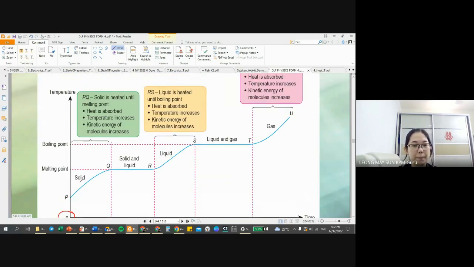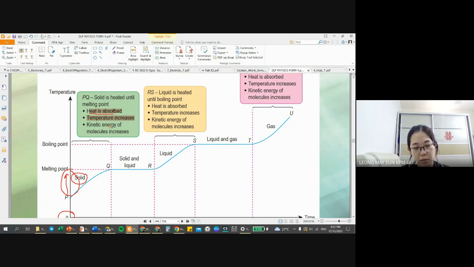All right, so from P to Q, this is actually solid matter. Solid, when the temperature continues to rise. This x-axis is time, so we don't bother about the x-axis for now. When the solid continues to rise in terms of its temperature, it means that heat is being absorbed. Always remember, when heat is being absorbed, the temperature will increase.